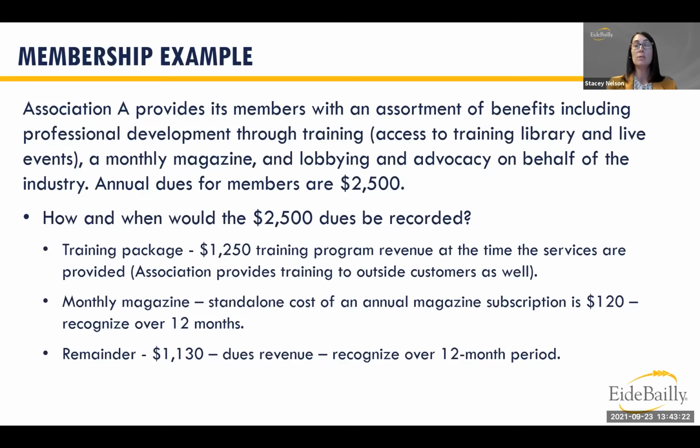Again, you're going to look to standalone selling prices if they have them. They do sell training to outside organizations that aren't necessarily members. So they've identified that $1,250 of the dues would be considered training, and that would be recorded as program revenue at the time those services are provided. Monthly magazine, similarly, individuals can subscribe to the magazine without being a member. So they've identified $120 of that being related to the magazine, and that would be recognized over the 12-month period. And then the remainder amount would be considered dues revenue, and their dues cover a 12-month period. So those dues would be recognized over those 12 months.